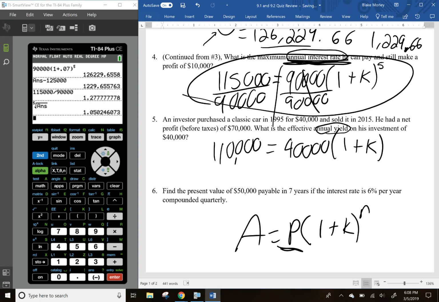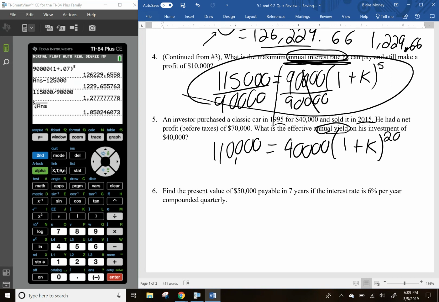Now, the n exponent here is 20, because 1995 to 2015, that was 20 years. So the car was bought for $40,000. 20 years went by, and he sold it for $110,000. So what is the interest rate that it grows?